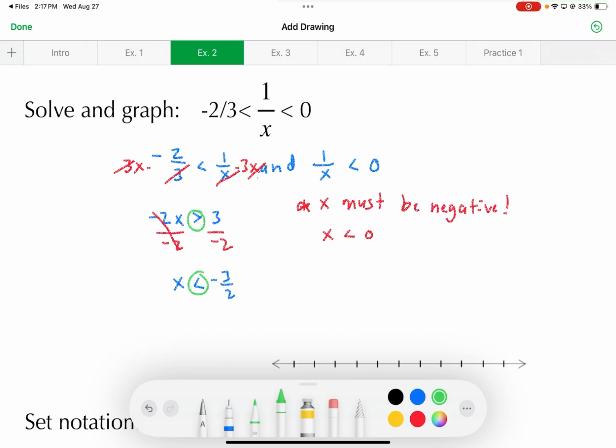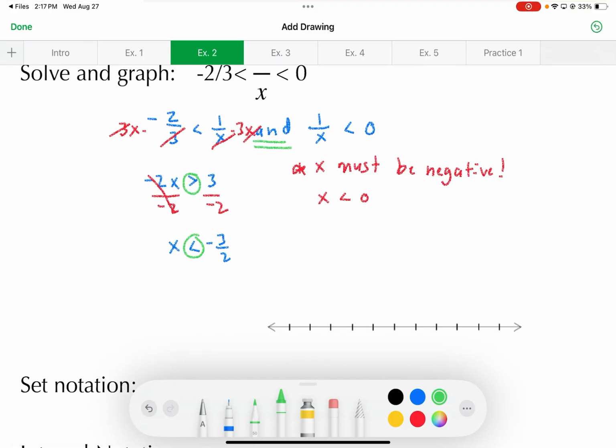Okay? Now notice this is an and statement. So we have x less than negative 3 halves and x is less than 0. If we were to graph those, let's label down here, 0, negative 1, negative 2. So less than 0, less than negative 3 halves. Where are they both true? Any value less than negative 3 halves, right?